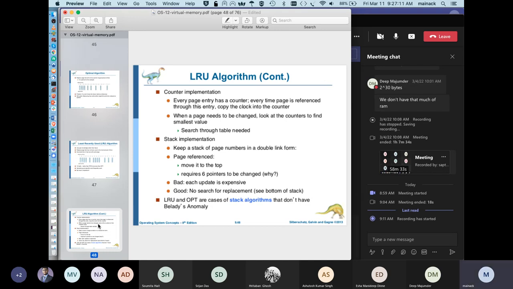So the most basic implementation that people came up with is basically a counter. Every page entry has a counter, and every time a page is referenced, copy the clock into the counter. And that clock would be your machine clock. It doesn't need to be your wall clock. Machine clock means how many cycles have passed. When a page needs to be changed, you look into the counter values and find the smallest value.